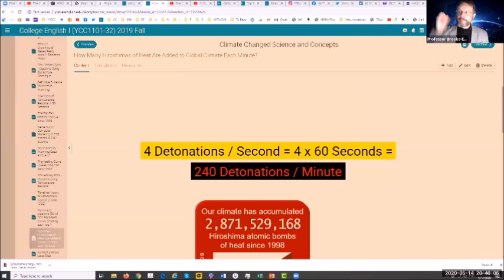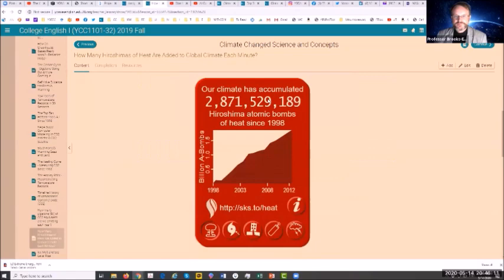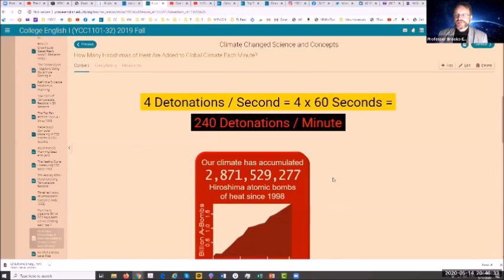So here's the counter. Now the Earth is huge, right? It's really big and it can absorb a lot of the heat, but the Earth is not infinite. It can't absorb that much. So this is the amount of heat when you're emitting 41 gigatons of CO2 equivalent. It is going to change the climate. And so we are quickly changing the climate.